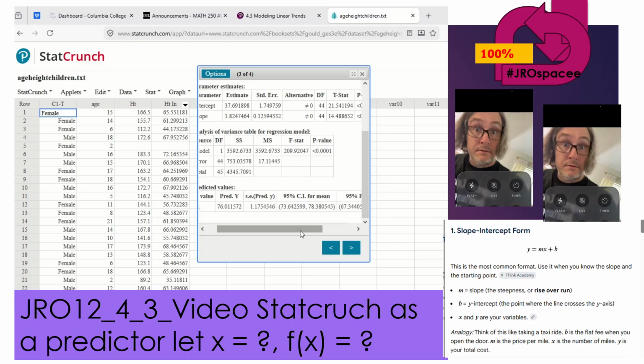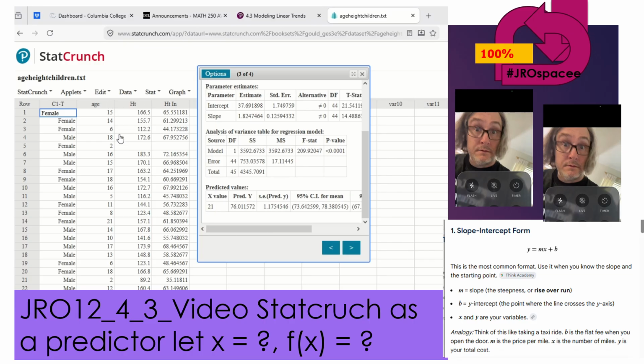So in the next one, I think I'm going to take this same data and do it in Excel. So that'll be what we'll be doing next.